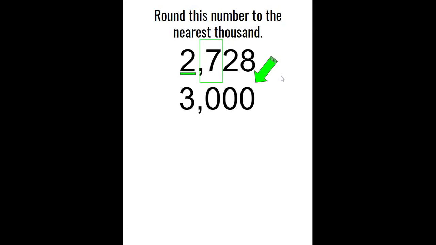So if I was looking at this number on a number line, I know that 27 hundreds would be closer to 30 hundreds, or 2,700 would be closer to 3,000.